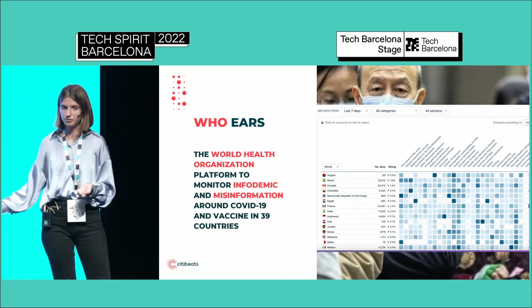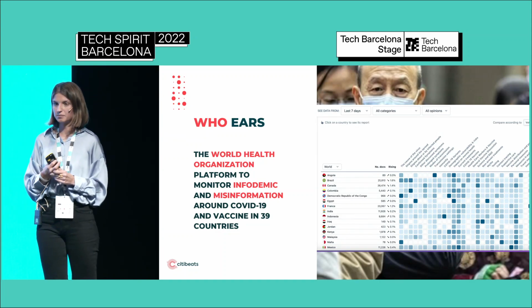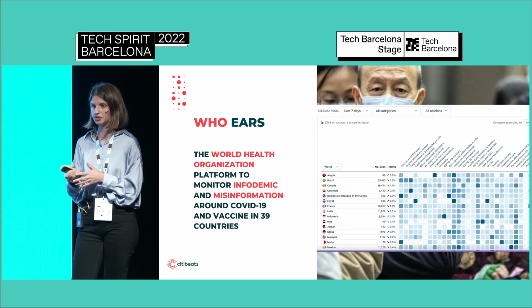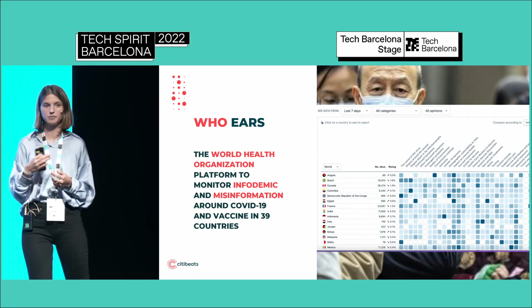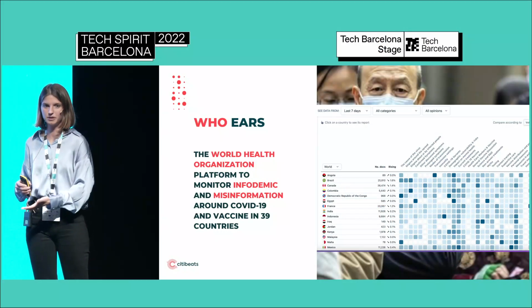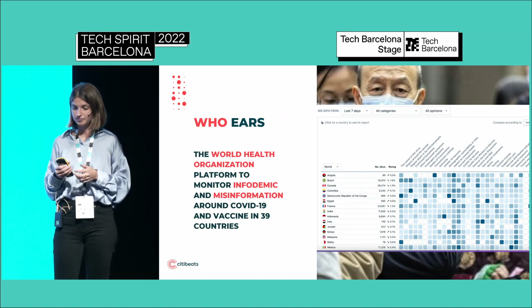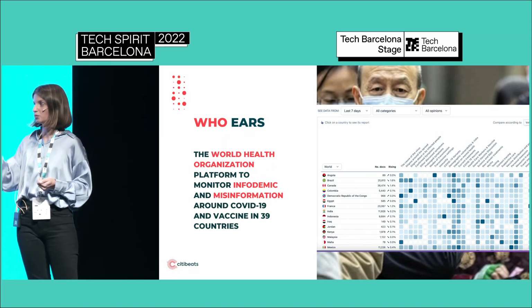Also, for example, we've been working with the World Health Organization with the EARS monitor, where we created a platform to monitor infodemic and misinformation around COVID-19 and vaccines. Because when the COVID-19 pandemic started, there wasn't only a health pandemic, we also had an infodemic. This means a pandemic of information. We had lots of information. There were lots of people posting on Twitter, Facebook, any kind of social network, what they thought could solve COVID, what they thought about the vaccines, what they thought about everything. So this allowed WHO to create better and more specific communication campaigns that were solving this misinformation.